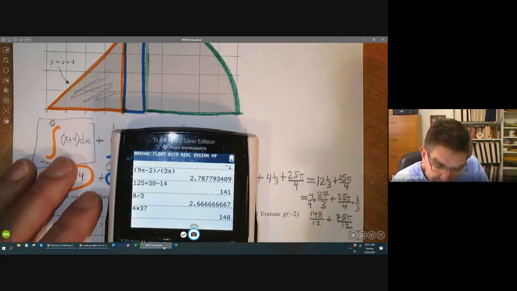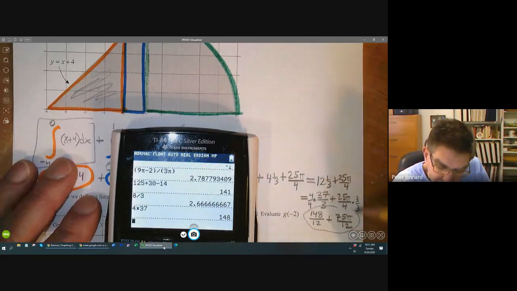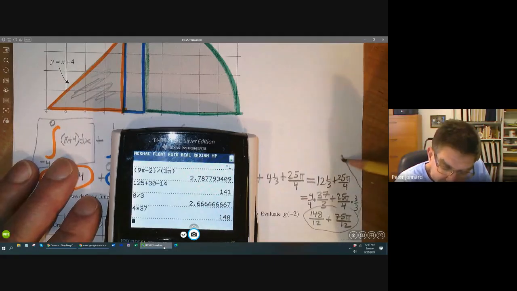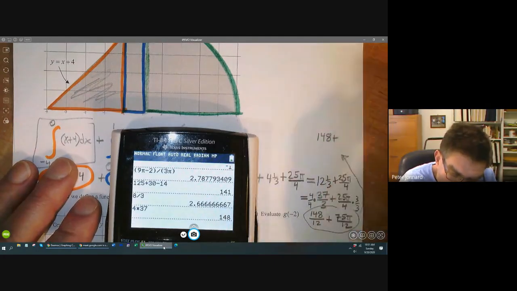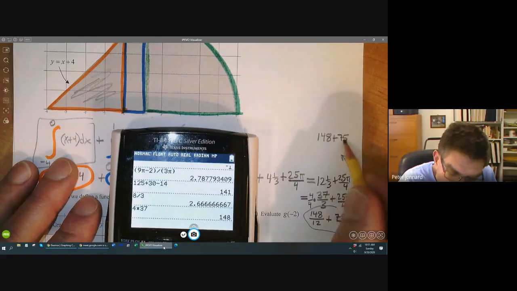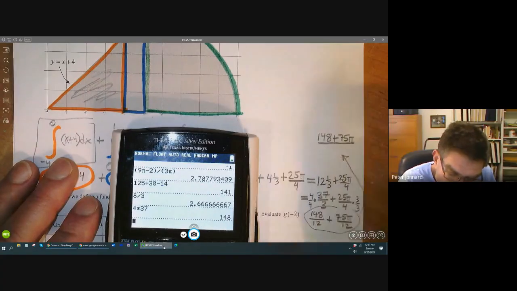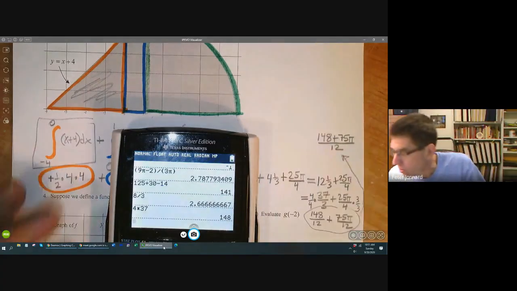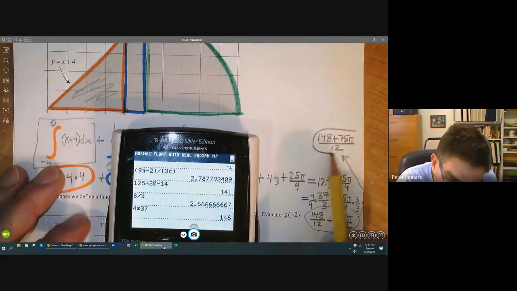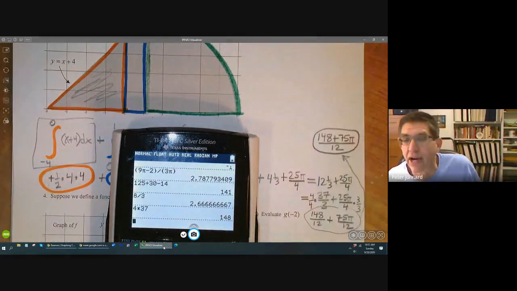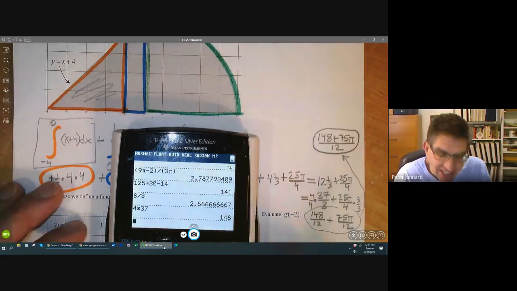And so I need this area down here. So I'm going to go up here, and this would be what? 148 plus 75 pi over 12, like so. Okay, and there I have it. Okay, good. And I hope I didn't screw up that fraction. Okay, but there you go. I think that's an important skill.